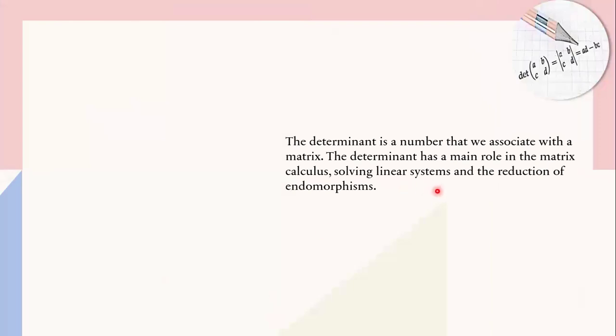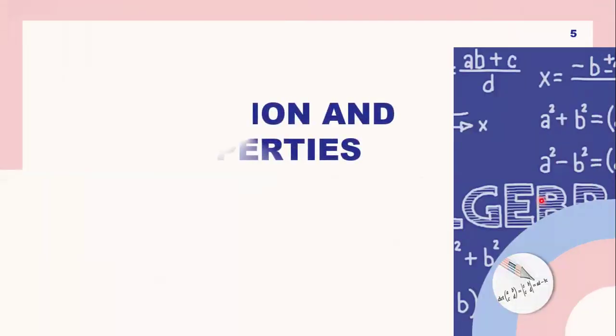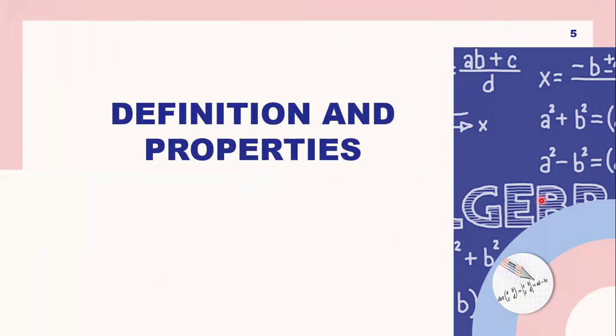Next, we have a small introduction. The determinant is a number that we associate with a matrix. The determinant has a main role in the matrix calculus, solving linear systems, and the reduction of endomorphisms. We start our first section, definition and properties.